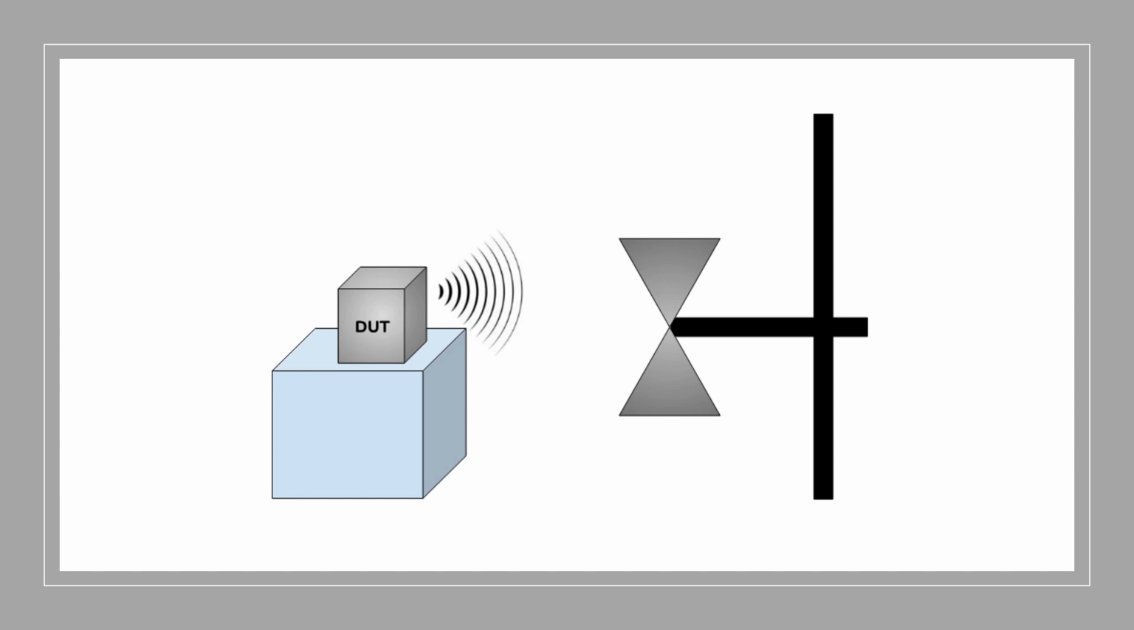The mast supports manual adjustment of both the height and boresight angle, and automates the rotation of an EMC antenna with respect to the ground plane from outside the EMC chamber.